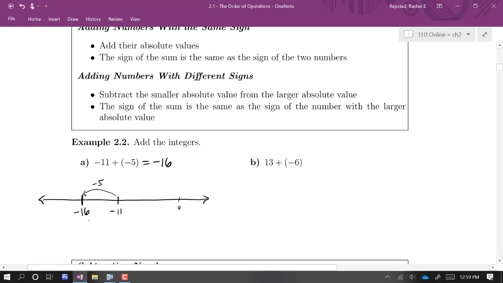If we're adding numbers with different signs, essentially what you're going to do is subtract the smaller absolute value from the bigger one, and the sign of the sum will be the sign of the bigger absolute value. So 13 plus negative 6. If I subtract 6 from 13, I get 7. 13 is a positive, that's the bigger absolute value, so this result is a positive 7. Again, we can visualize this on the number line. Say I'm starting out at 13, I'm going to add negative 6, so that's 6 in the negative direction, and that'll put me at 7.